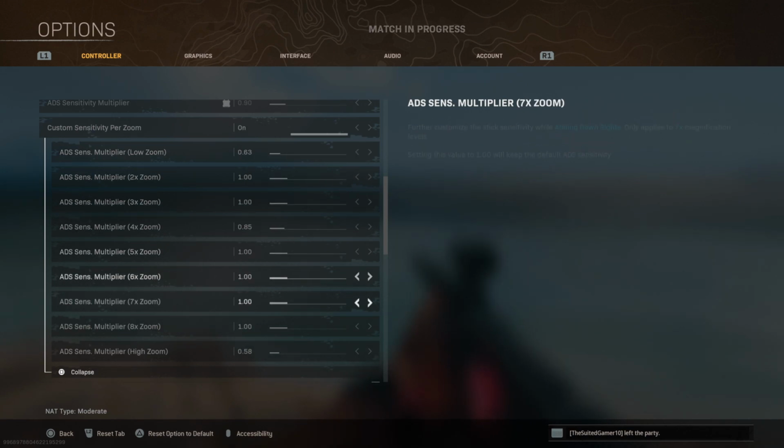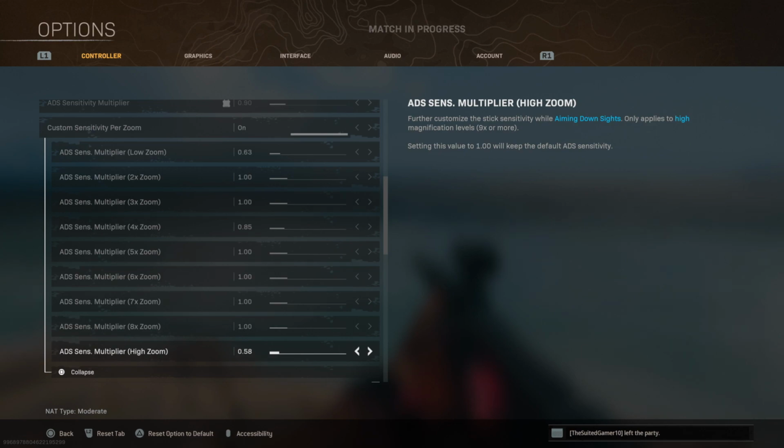And then the high zoom, if you go all the way to the bottom, now this one only applies for high magnification levels 9x or more. Before it was, if it was less than 3.25, then it was low zoom. And if it was more than 3.25, it was high zoom. Again, I have absolutely no idea why these brain dead people that call themselves developers would change this. It was working perfectly, but as a matter of fact, they did.